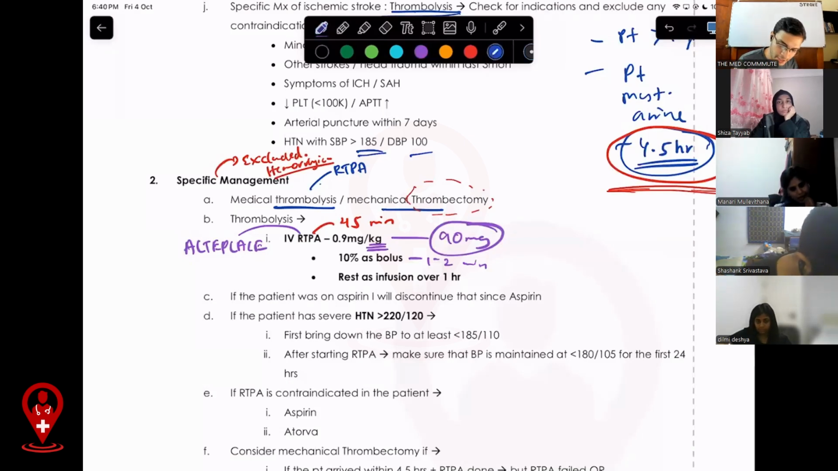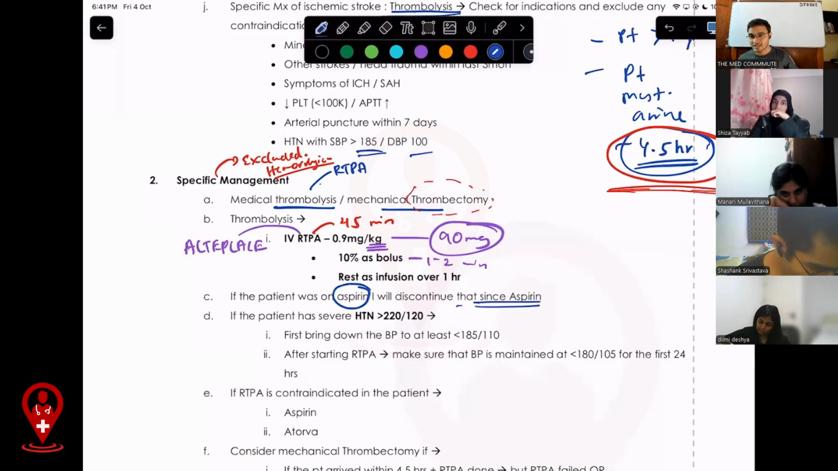Here there's a very important point, guys. If the patient was already on aspirin due to some other condition, for the time you're giving RTPA, you must discontinue aspirin. You all can write down. Since aspirin can cause a risk of hemorrhage. Because you all know aspirin is an antiplatelet, and RTPA is activating plasmin that is going to break down the clots. So there is too much clot breaking down activity if both are given together. So there is a risk of hemorrhage.